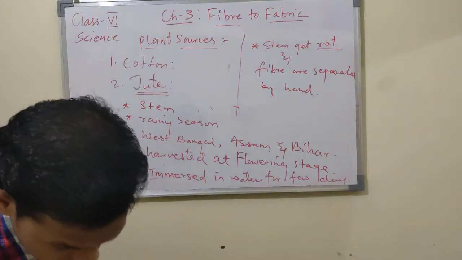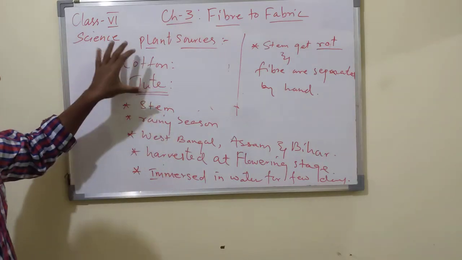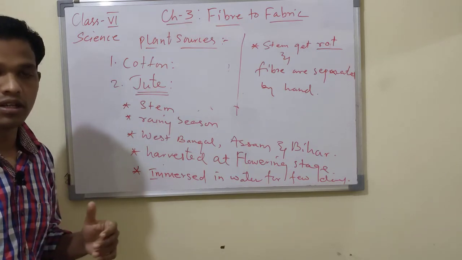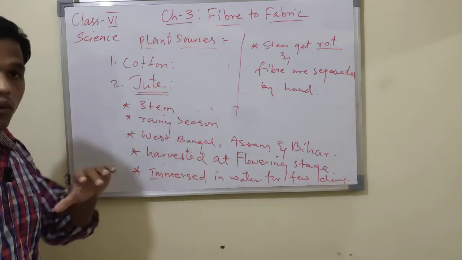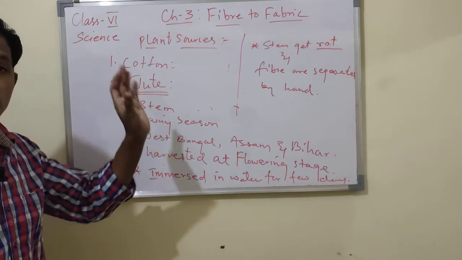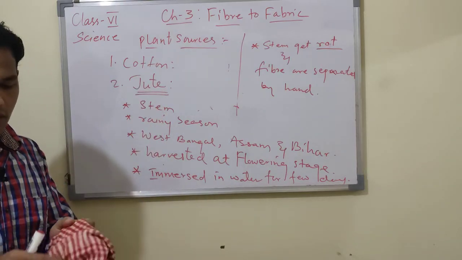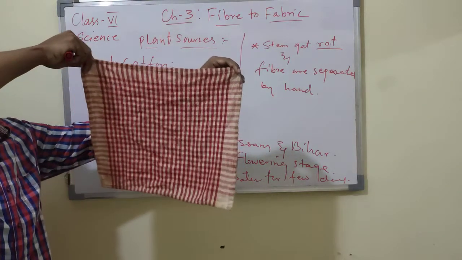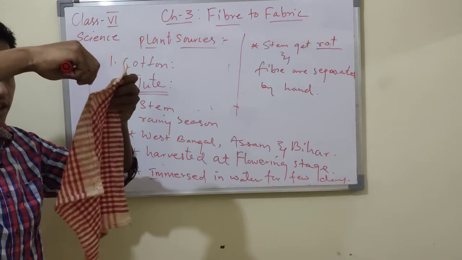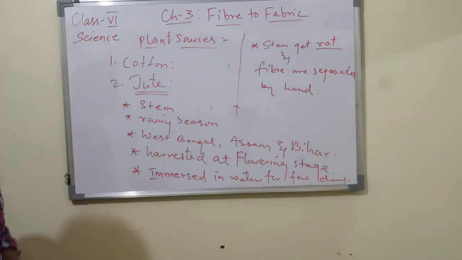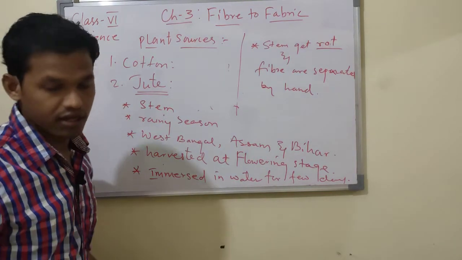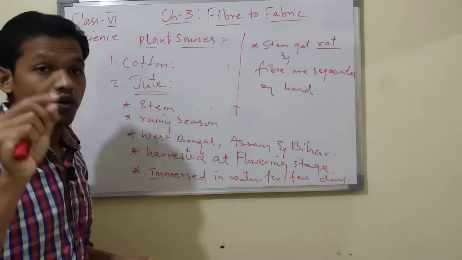So now next we will study, after obtaining fibers like cotton from cotton plants, how the fabric is made from these plant sources, the cotton and jute. Fabric means a cloth. This is a fabric made of some yarn of fiber. So how is this fabric made from the cotton plant? Now we will study spinning cotton yarn. How is yarn formed?